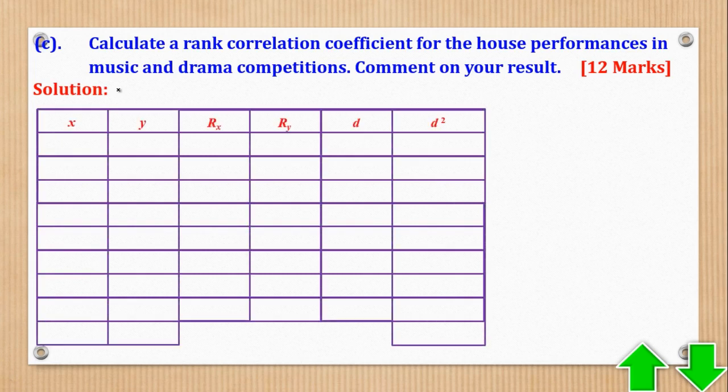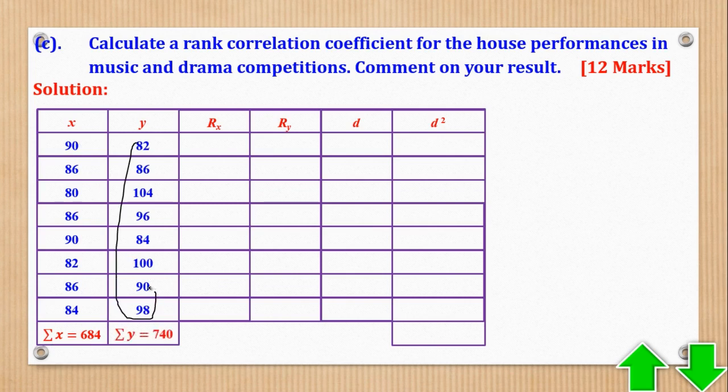So the columns you need for X, you put the values for music. And then you add all these values because they ask for the mean score. Add all those values to get the summation. For Y, put all the values of Y. Then add all these values to get the summation.